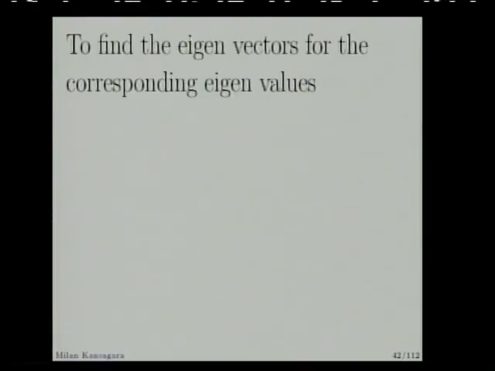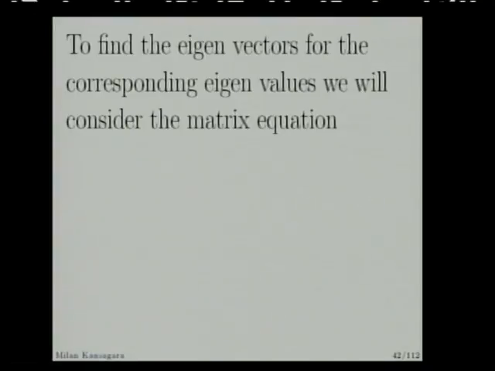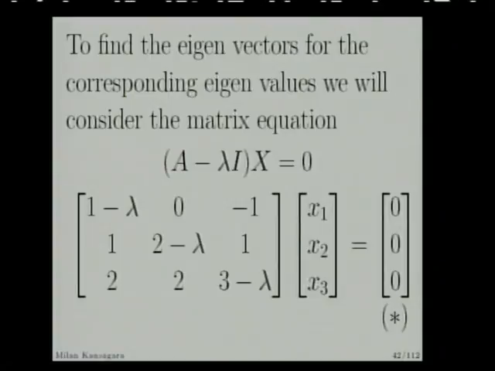Now let us find the eigenvectors of the corresponding eigenvalues. Consider the matrix equation A minus lambda I x equal to 0. By definition, x is an eigenvector of A corresponding to lambda. So take Ax minus lambda I x and take x common. So we get A minus lambda I x is equal to 0.